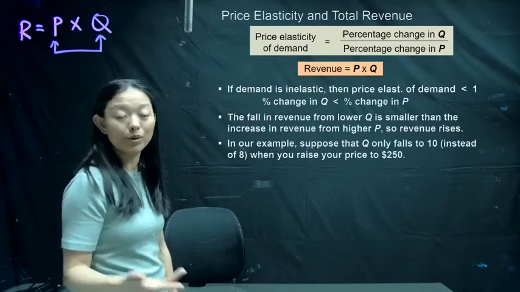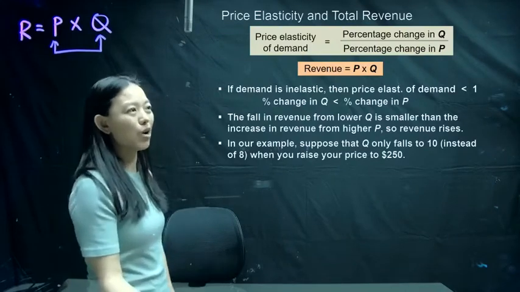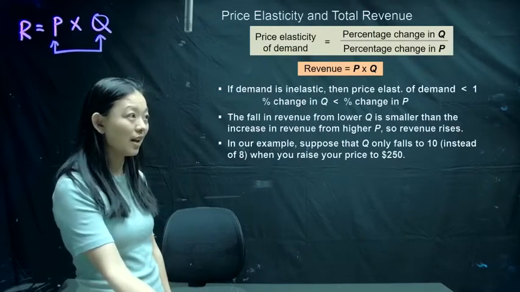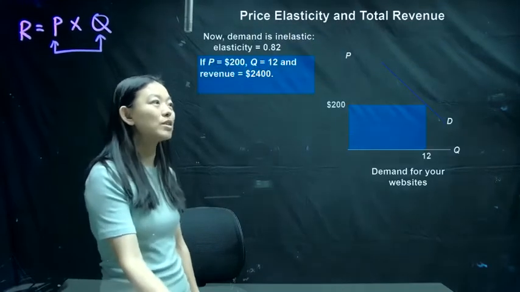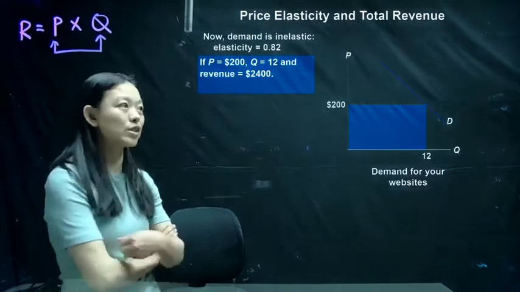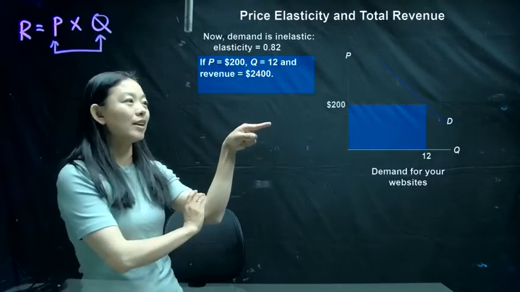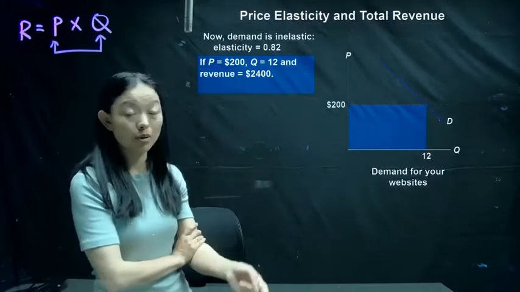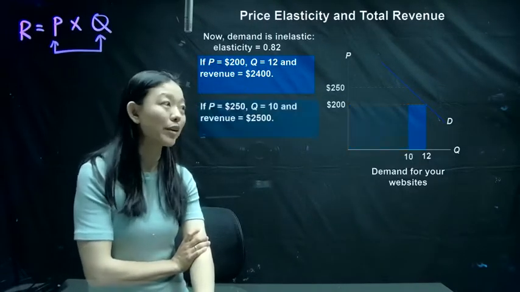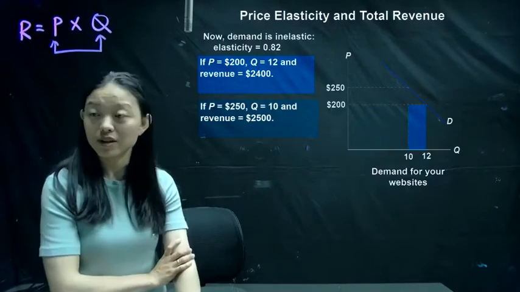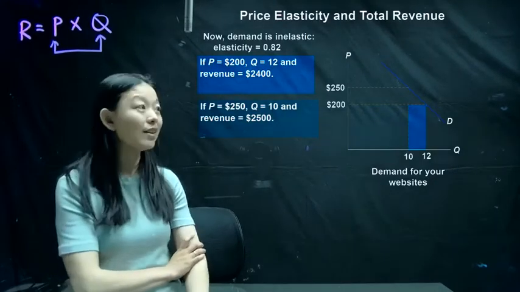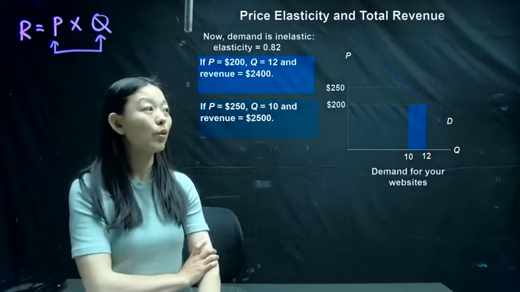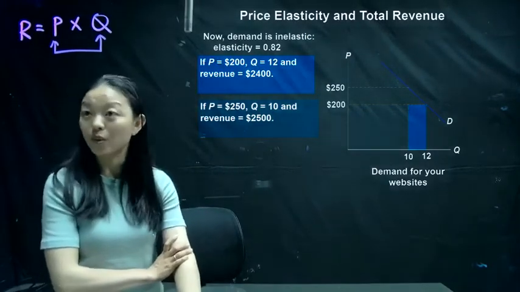So in our example, we will notice that, okay, if now the quantity just decreases to 10 websites rather than 8 websites, then originally the revenue will equal 12 units times $200, okay, still 24,000. However, when you increase the price to 250, the quantity only decreased to 10. Therefore, you will have the revenue equal 2,500, right? Which is larger than the original one.